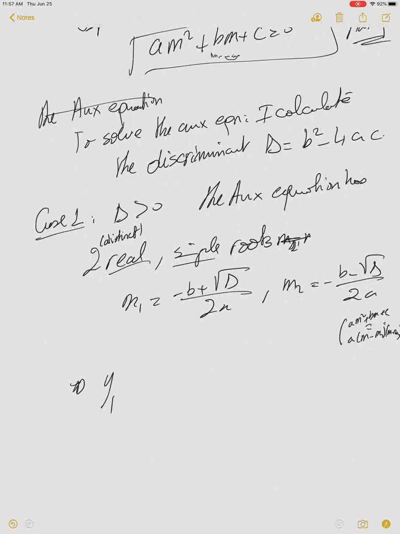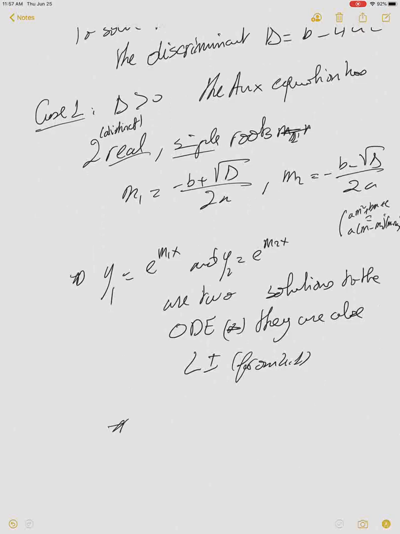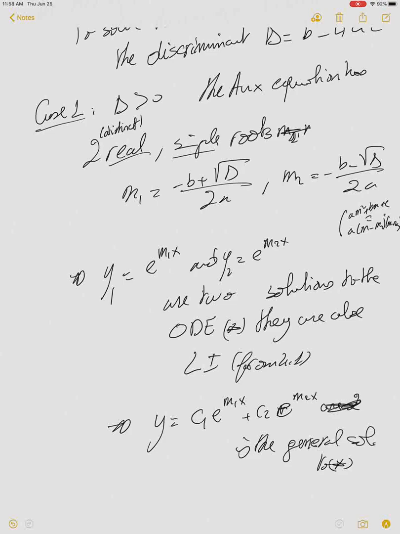This implies that y1 equal e to the m1 x and y2 equal e to the m2 x are two solutions to the ODE star. They are also linearly independent. Why? Because I already proved in section 4.1 that e to the alpha x, e to the beta x are linearly independent for alpha different than beta. So I have two linearly independent solutions to a second order ODE, so I'm done. This implies that y equal c1 e to the m1 x plus c2 e to the m2 x is the general solution to star. This is the first case.